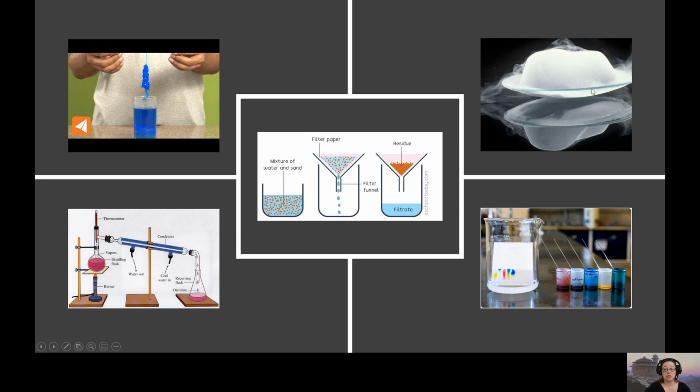Sublimation, which is this guy over here, this is dry ice, right? So remember that's a solid going directly to a gas. There's not a really good picture of that as like the process itself, so it's just a picture of something sublimating.